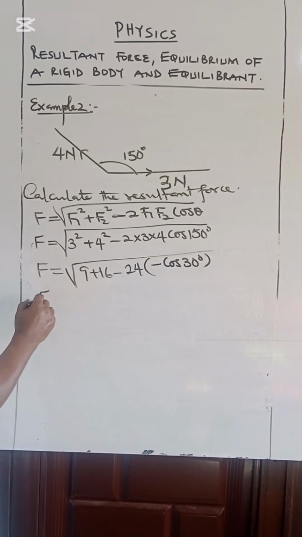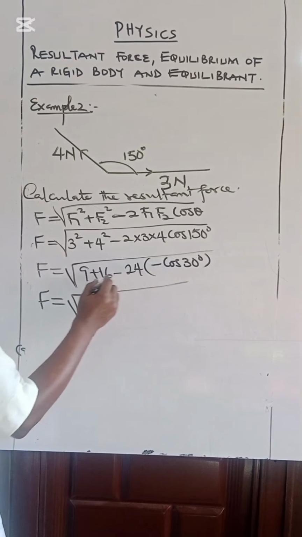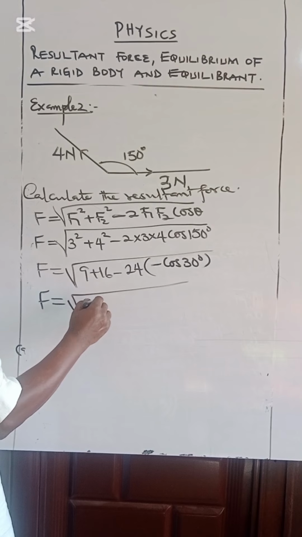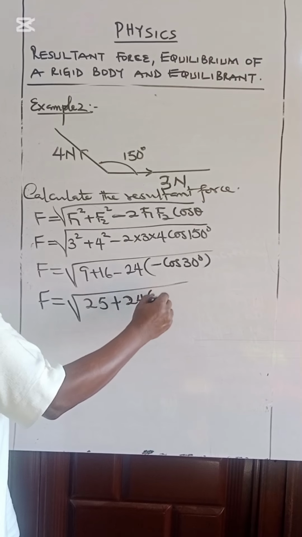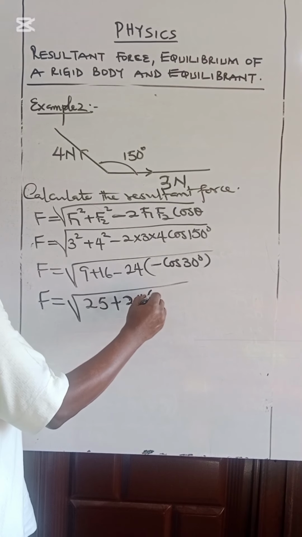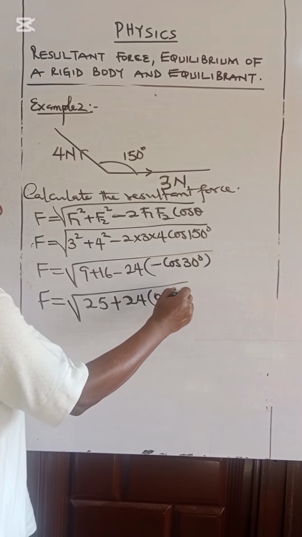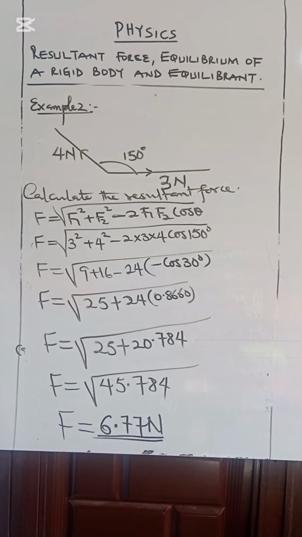See the same thing. F is equal to the square root of 25 plus 24 into cos 30 degrees. Cos 30 degrees will give you 0.866. That's the answer, that's the resultant force.